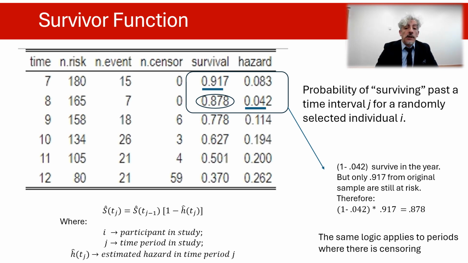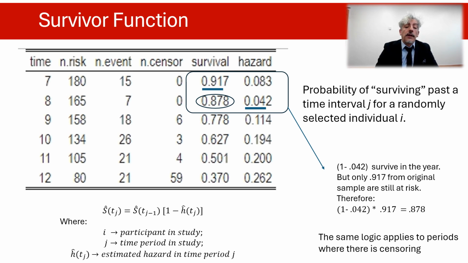But we then need to consider that only 0.917 of the original sample were in the risk set at the start of year 8. So to estimate the cumulative probability of surviving past year 8, we need to multiply the probability of event non-occurrence by the proportion of participants that are still at risk. So we subtract 0.042 from 1 and multiply by 0.917, and we obtain the survival function for that interval.